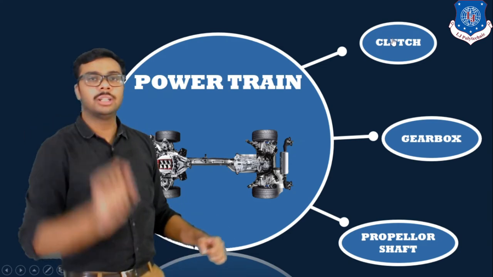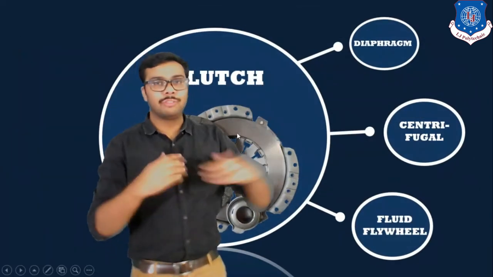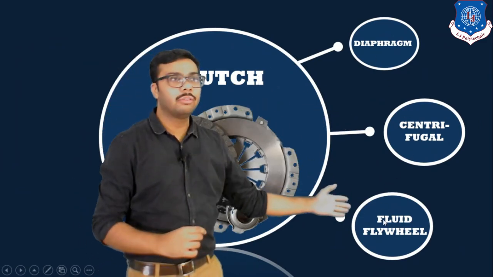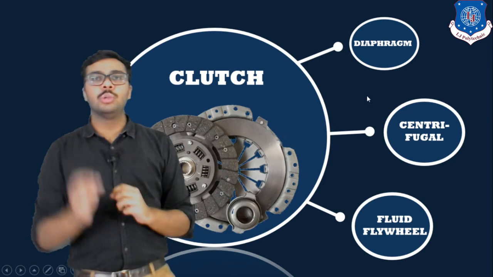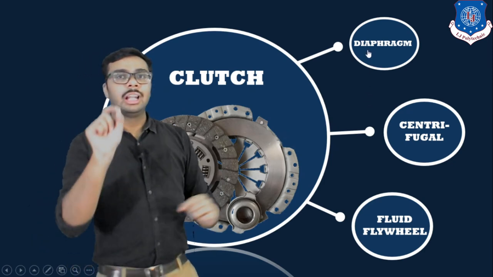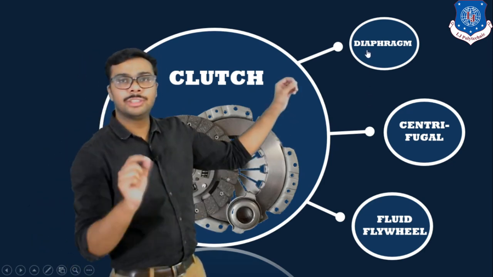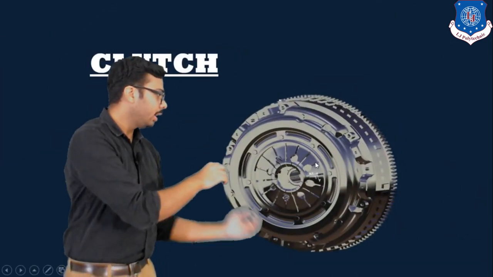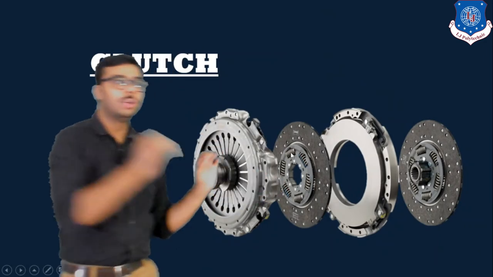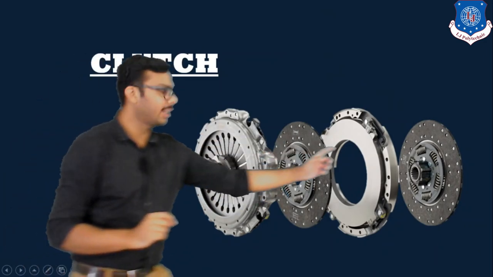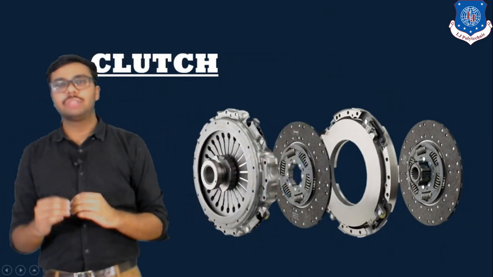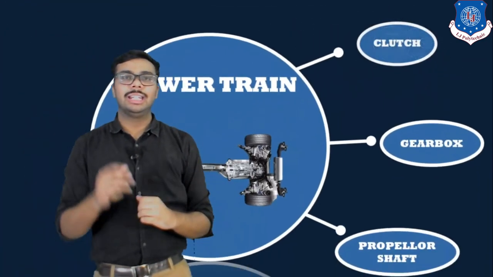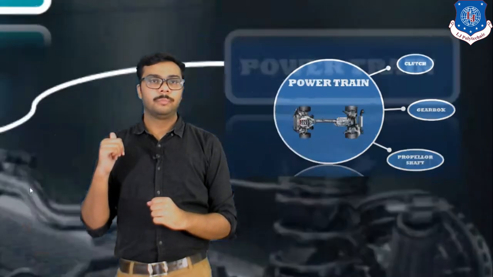Let us say you want to learn about the clutch. There are different types of clutch: diaphragm type clutch, centrifugal clutch, and fluid flywheel. We will introduce infographic methods for each of these topics, like the diaphragm clutch. We will study the basic construction, see the exploded view, and learn each and every component and what their functions are. In this way, we will understand it better. Similarly, we will address each and every topic, as I said earlier.